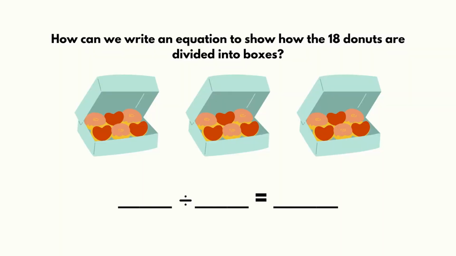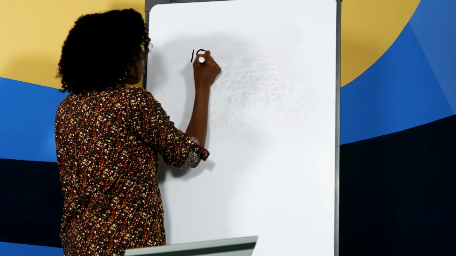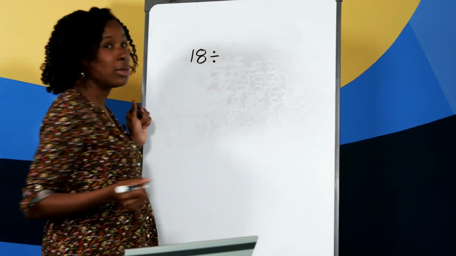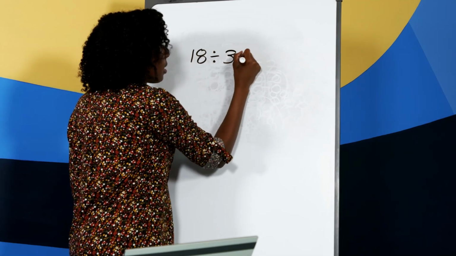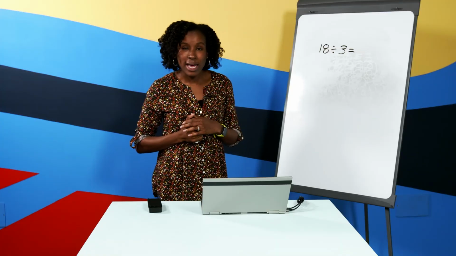Ooh, now we've got a problem with some donuts. I love donuts. How can we write an equation to solve how those 18 donuts are divided into boxes? The number we want to start with is how many we have in all, and luckily the problem has told us that there's how many? Did you catch it? 18 donuts. That's the number we'll start with. Go ahead and include our division symbol, and now let's look at the picture. How many boxes are they divided into? 3? You got it. So our problem here will be 18 divided by 3.